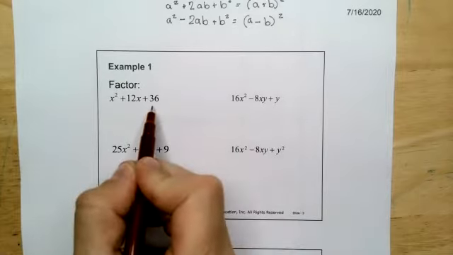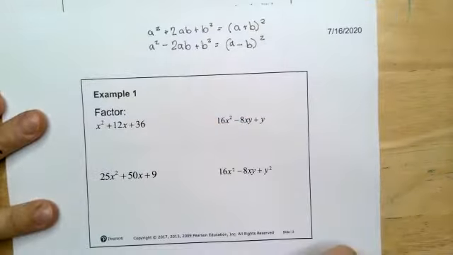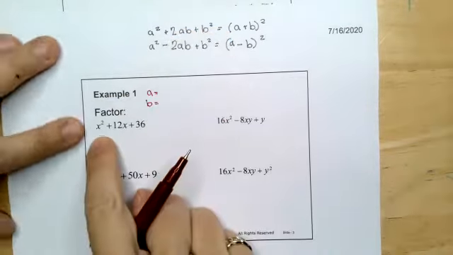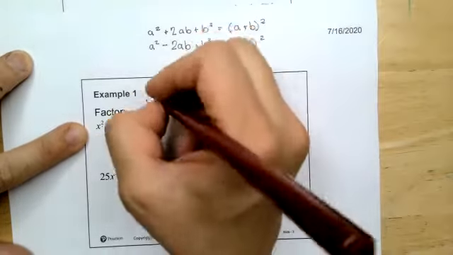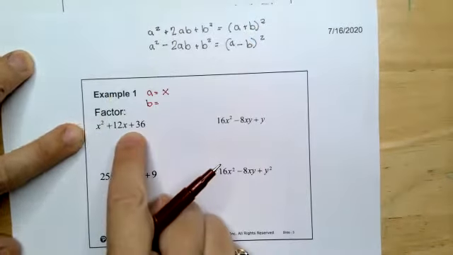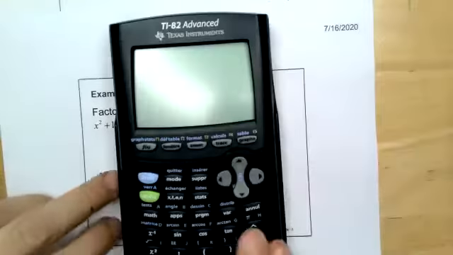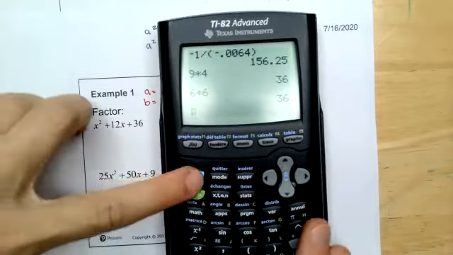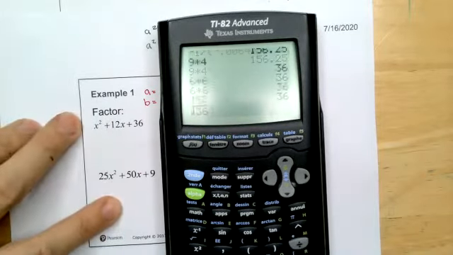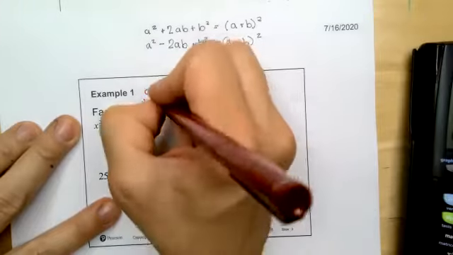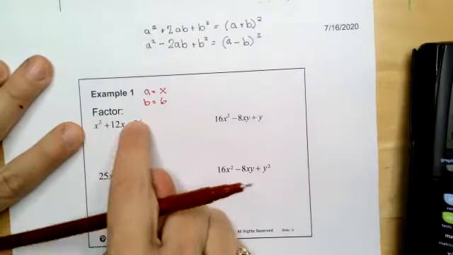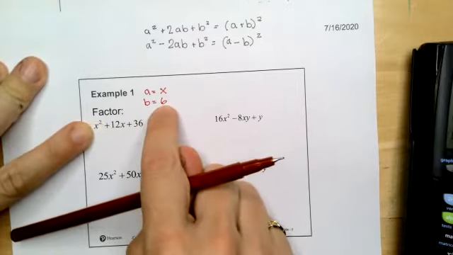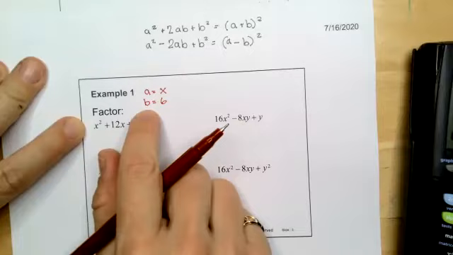X squared plus 12x plus 36. So is this a perfect square? X squared is a perfect square because x squared is x times x. 36 is a perfect square if you want to go backwards. So we can say 6 times 6 is 36, or we can say the square root of 36 is 6. Okay. So according to this, x squared, the square root is x, 36, the square root of 36 is 6. So that means my a is x, my b is 6.